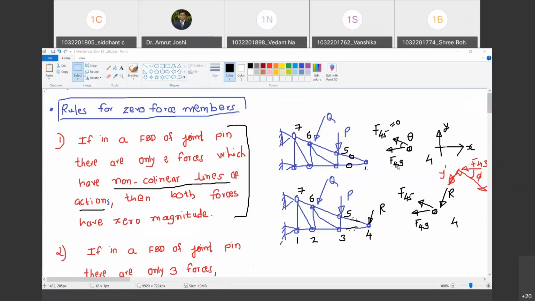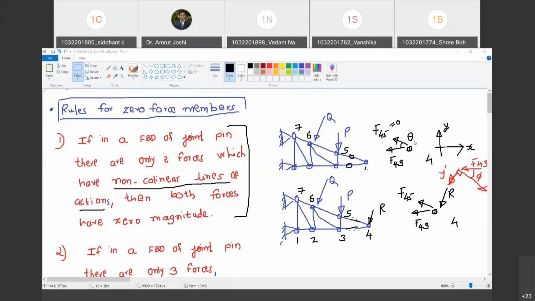in truss. Out of that, the first rule we have already discussed yesterday. I will repeat the statement of that rule and then we will go ahead. So what is the statement? In a free body diagram of a joint pin, if there are only two forces which have non-collinear lines of action, then both the forces must have zero magnitude. Are you with me? Yes, sir.